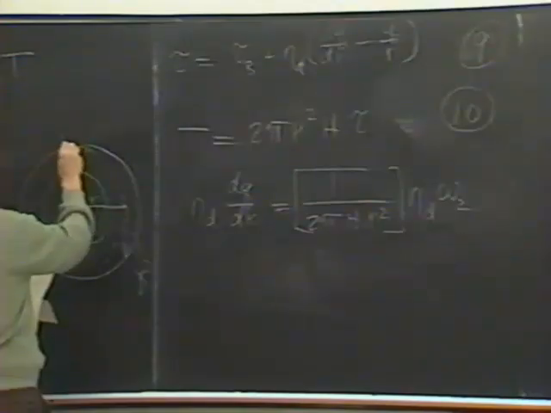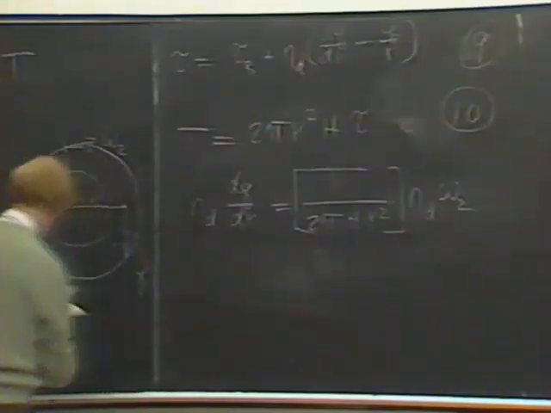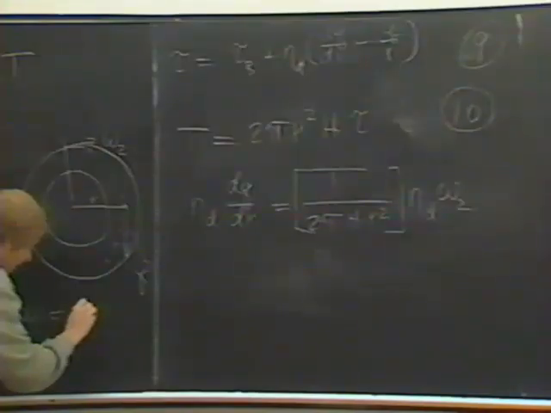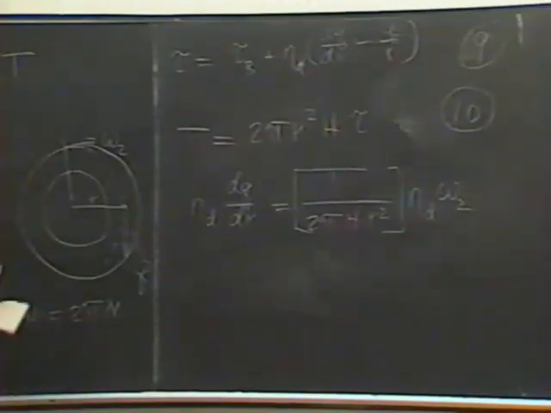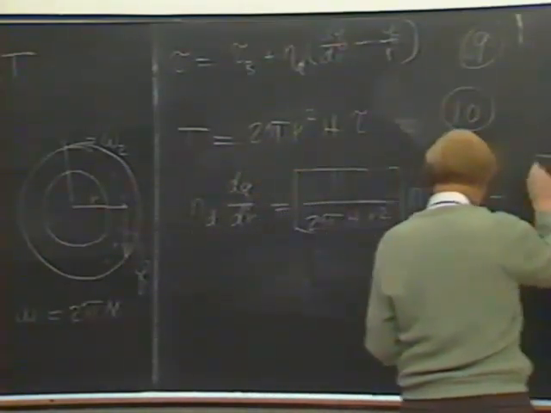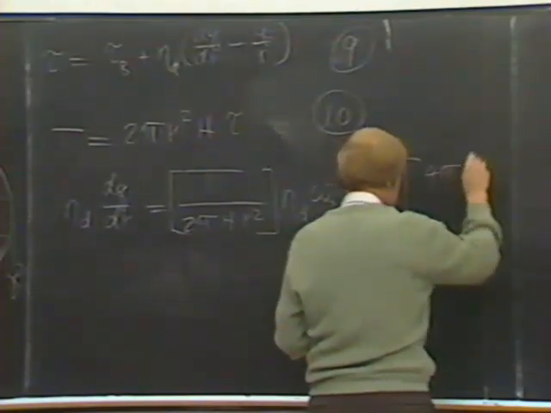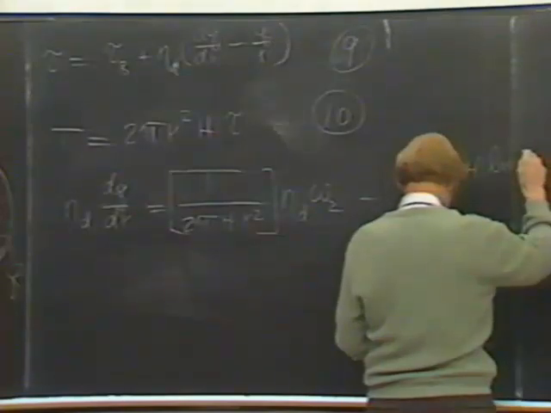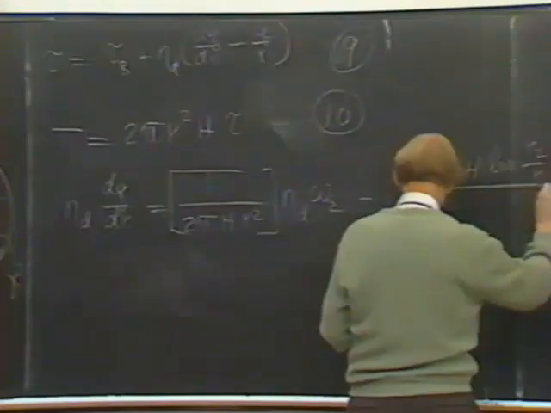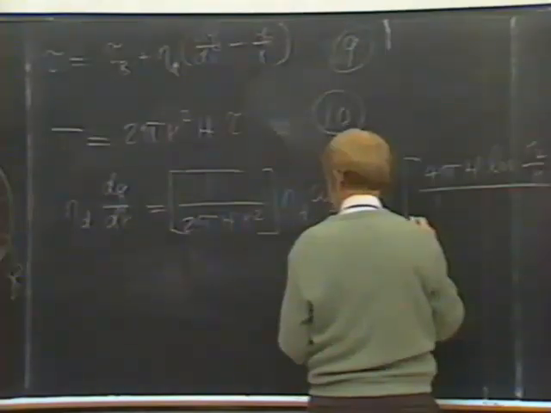How do I write that? Rotation rate omega is equal to 2 pi n. It's the angular rotation rate. Okay, omega 2 plus 4 pi h times the natural log of r2 over r1, divided by 1 over, wait a minute, I've got something wrong here.